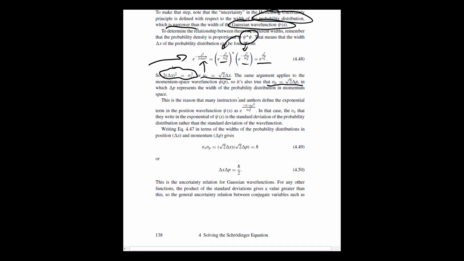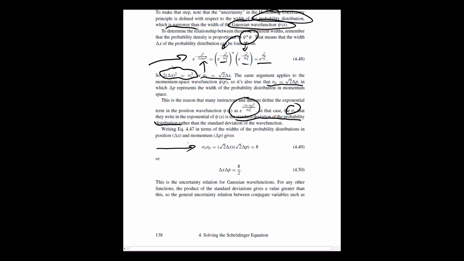There's a little note here that this explains why some authors and some instructors will define the Gaussian wave function as having a 4 in the denominator rather than a 2. They're writing sigma sub x as the standard deviation of the probability distribution rather than the standard deviation of the wave function. But that's okay.